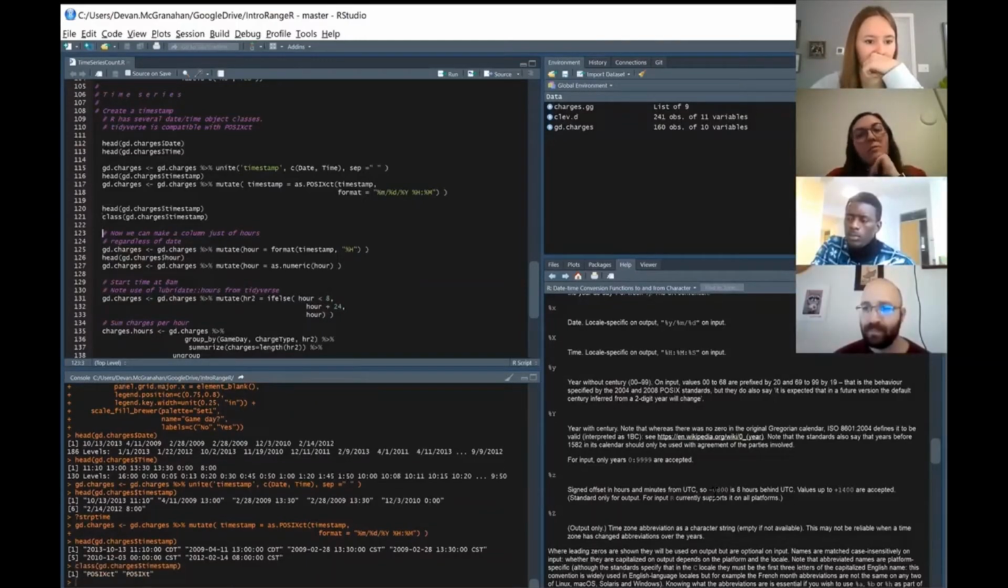Look to the class for this. It's generally POSIXct, for time. I don't know what the POSIX stands for. And then you can see that CT is the specific class, and that's what we want. Okay.